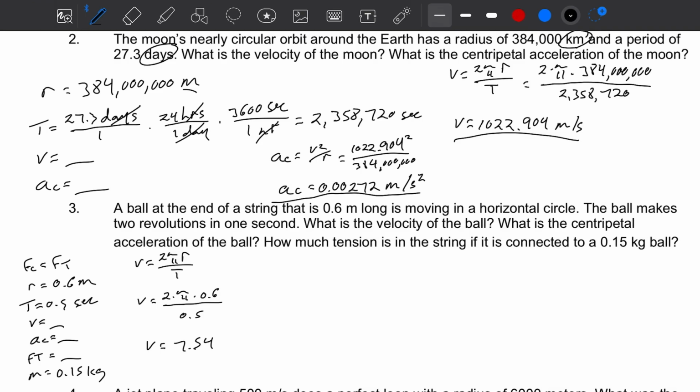7.54 meters per second. Next, it's asking for acceleration, and acceleration we know is v squared over r. It seems like it's just leading us through the problem. It had us solve our velocity first. Now that we have velocity, we can square it and divide by the radius. We can also set it up as 4 pi squared r over T squared, if we don't want to trust our previous solution. Works either way.